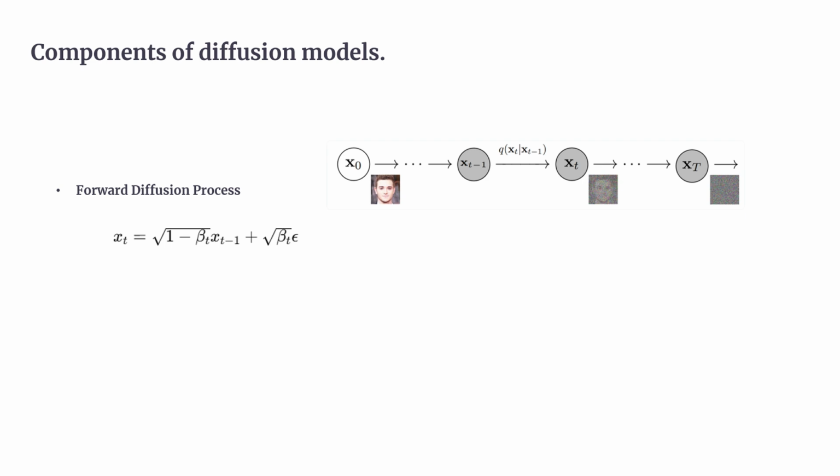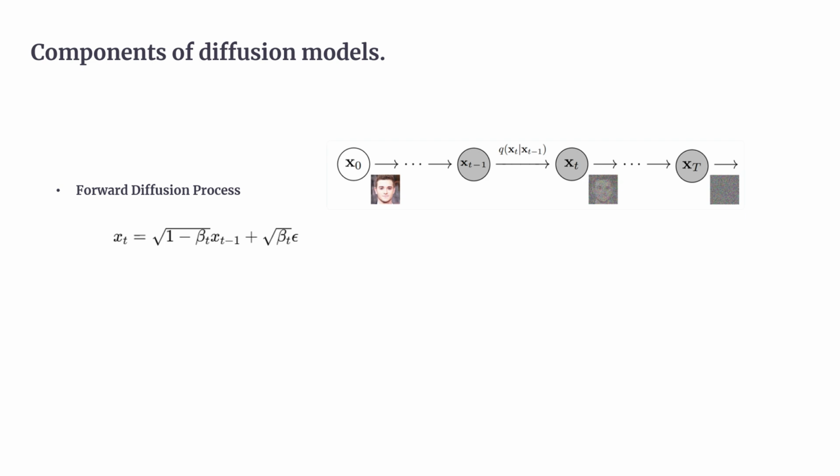3. Markov chain. This entire process forms what's called a Markov chain, where each step depends only on the previous step. This makes the process relatively easy to model and understand. 4. Final state. After many steps, t-steps, our data is no longer recognizable. It has turned into pure Gaussian noise.